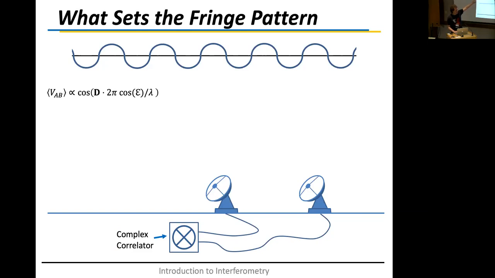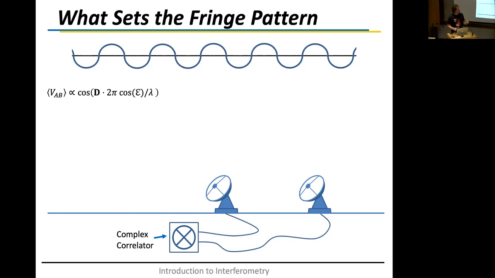But know that a correlator is capable of producing both. All right, so this is nice. We have a tool to measure something up in the sky. And so how can we stretch this? How can we play around with it to measure something new, measure something else?